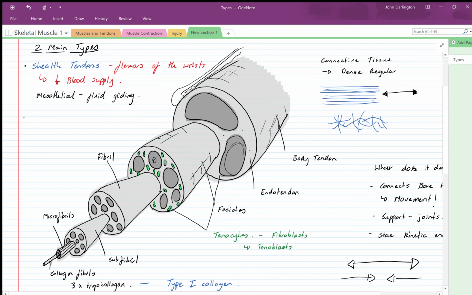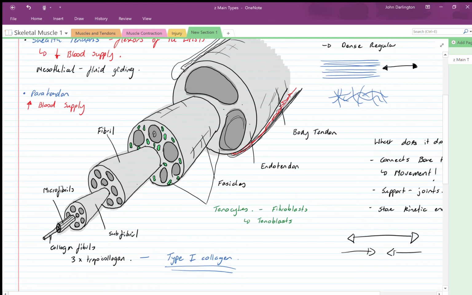The second type is what we call the paratendon. This is another covering over the tendon body, and it's not as lubricated as the sheath tendon. It's really just to help separate tendons from other tendons and to allow some gliding to take place. But it does have a decent blood supply running through it, and when I say decent, I mean relative to tendons. All tendons have a reasonably poor blood supply, but relatively speaking, it is quite good. Therefore, when these tendons are damaged, it is not as bad as before.